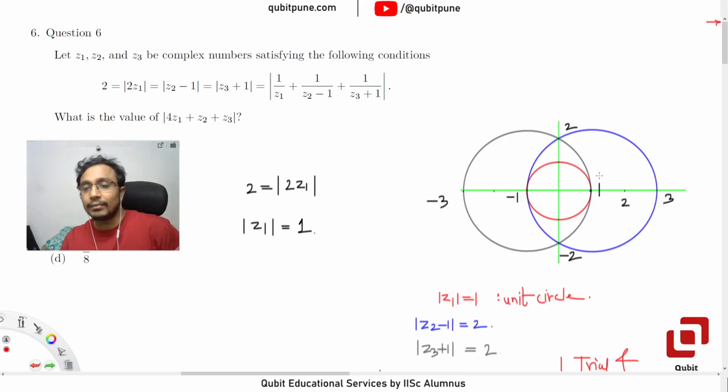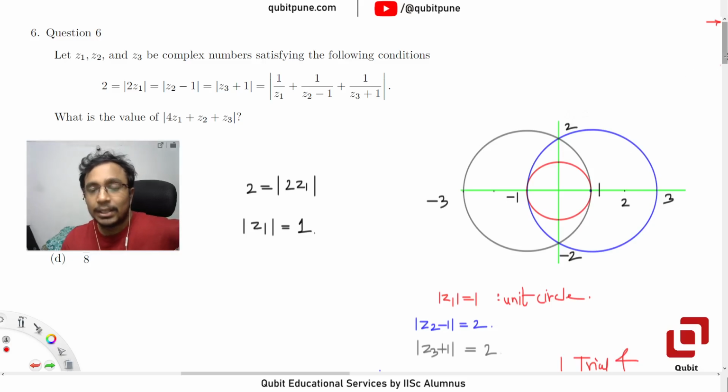And then similarly its reflection around the y-axis, that would be mod of z3 plus 1 equal to 2, centered at -1, 0, radius equal to 2. So that is the gray circle. This gray circle will also intersect the unit circle at only one point, that's this point, and then it will meet the other larger circle at two different points, 0 plus 2i and 0 minus 2i.